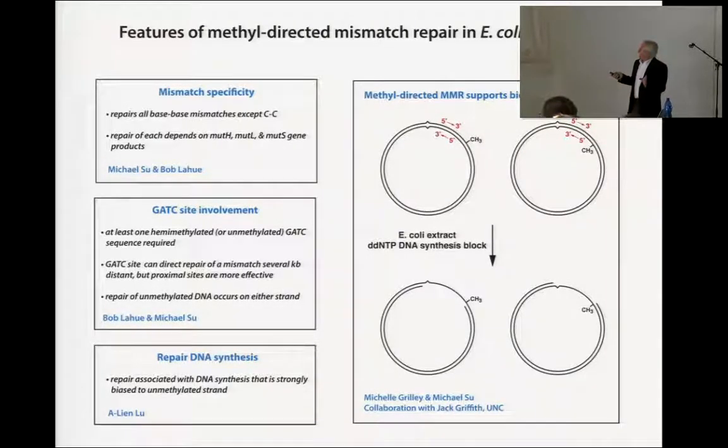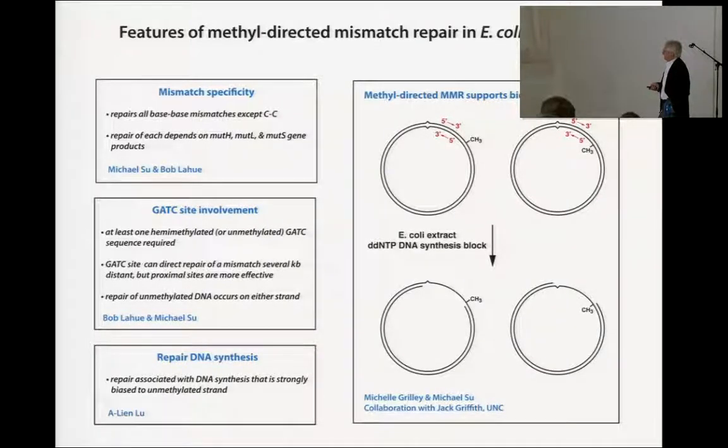a fair amount about the methyl-directed repair by studying the extract reaction. Those experiments showed that the pathway recognizes all the base-base mismatches except CC, that repair requires at least one hemimethylated GATC site that can function at a distance of 1,000 base pairs or more from the mismatch, and that the reaction occurs by an excision repair mechanism, removal and resynthesis of a segment of the unmethylated strand.